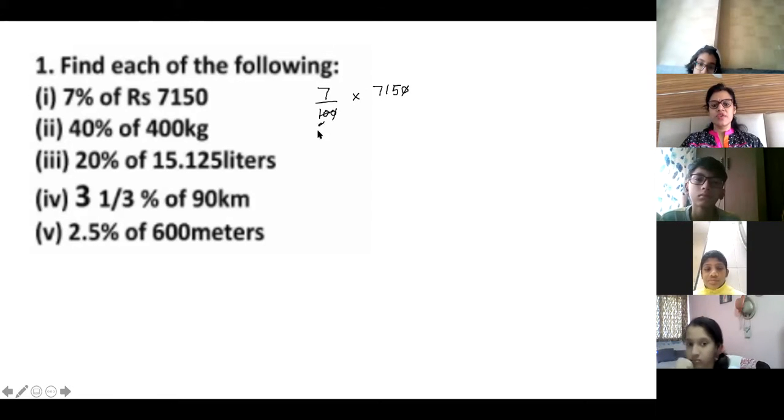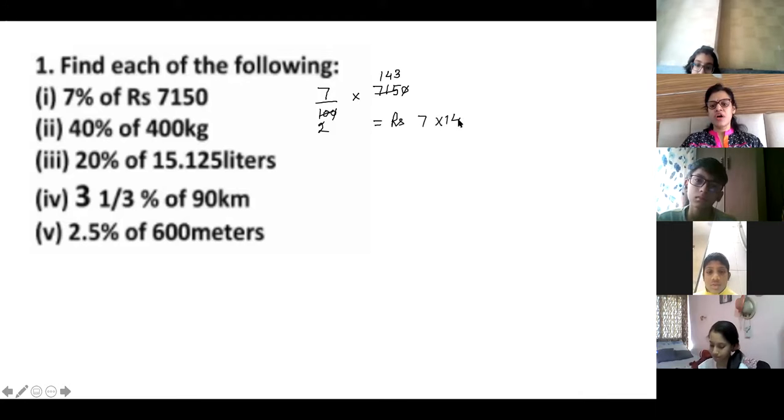5 2s are 10, and this one is 5 1s are 5, and 2 5 4s are 20, and then you have 1 5 3s are 15. So your answer should be rupees 7 into 143 divided by 2.